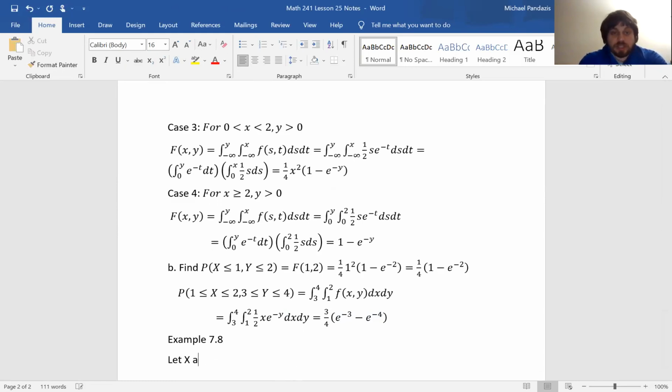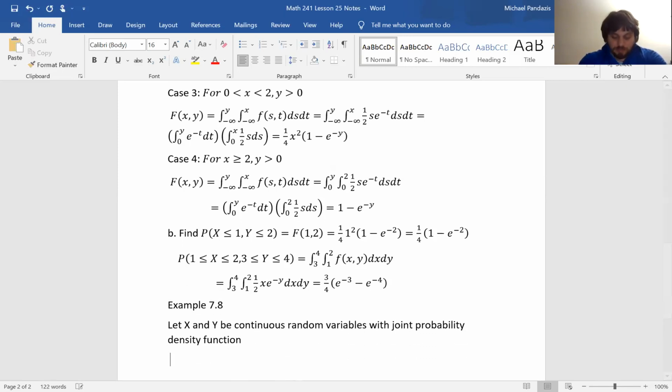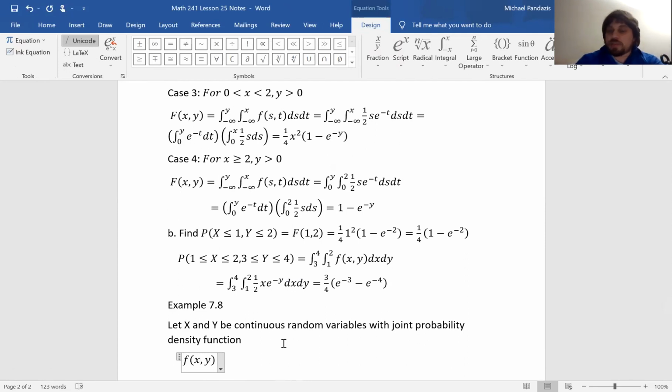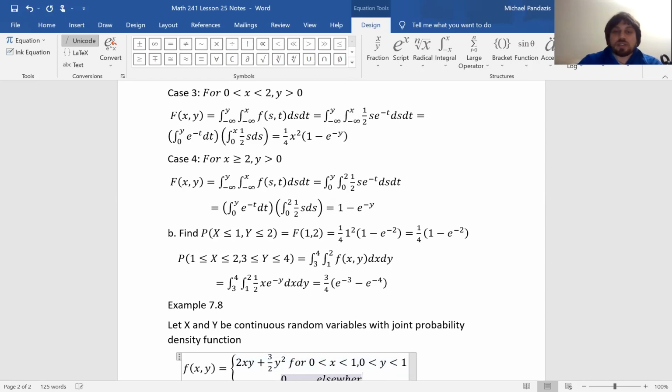7.8. Let capital X and capital Y be continuous random variables with joint probability density function f of x comma y, which is equal to 2xy plus 3/2 y squared for 0 less than x less than 1, 0 less than y less than 1, and 0 elsewhere.